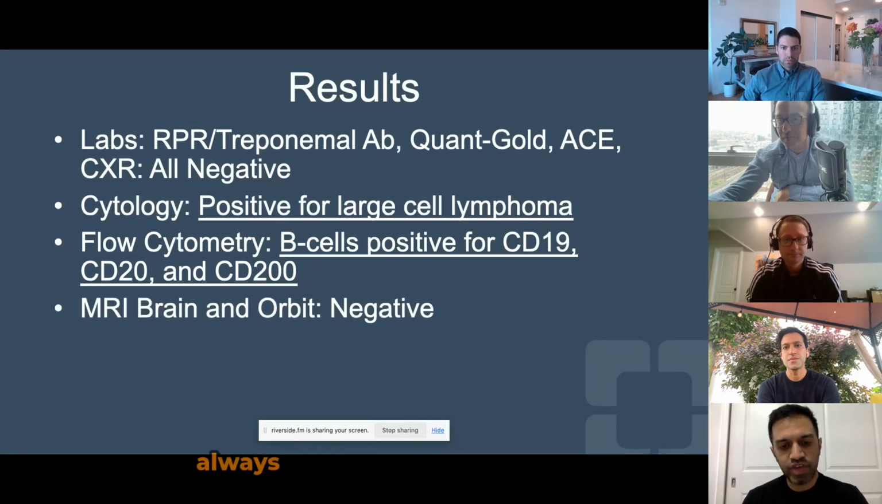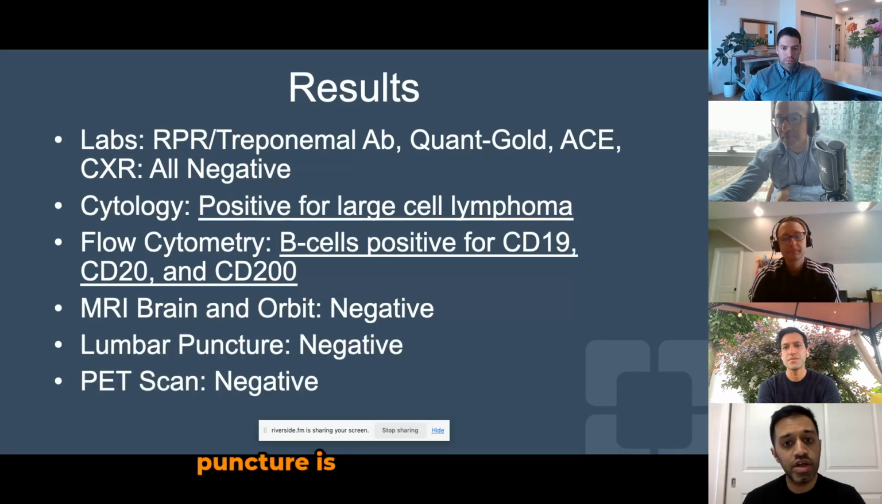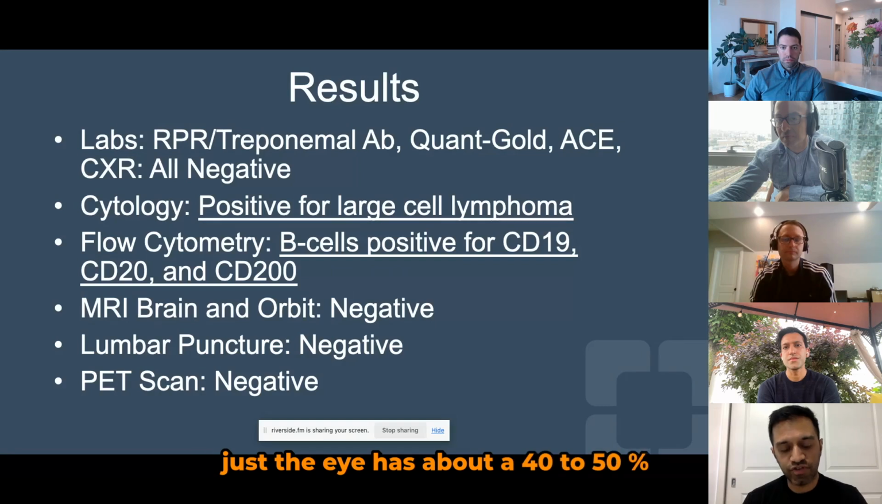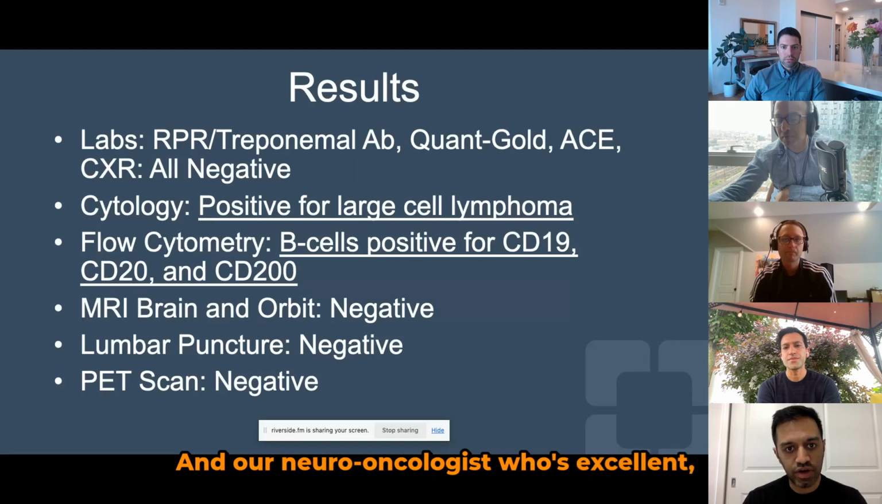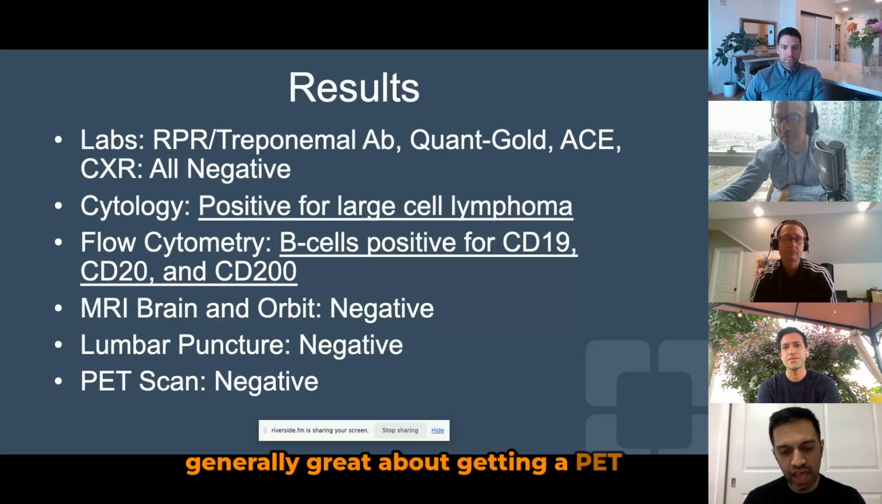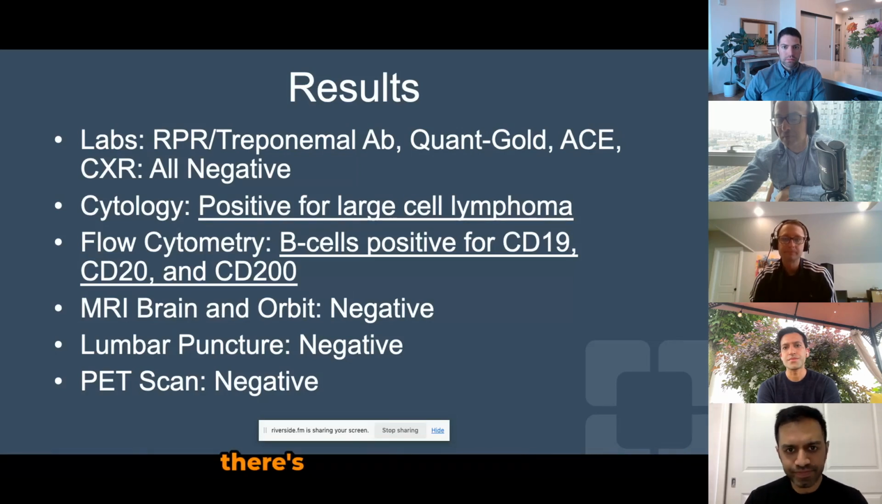Despite this, I always get these patients plugged into oncology and ensure that a lumbar puncture is done, because there can be some microscopic disease in the CNS that's not captured by the MRI. We also know that any patient who has primary vitreoretinal lymphoma in just the eye has about a 40 to 50% chance of developing it in the CNS within 5 years. Our neuro-oncologist, who's excellent, is also generally great about getting a PET scan on these patients to make sure there's no extra-axial disease present. And that was negative as well.